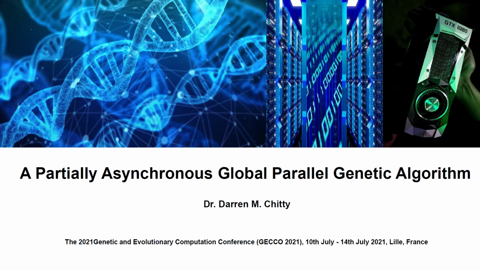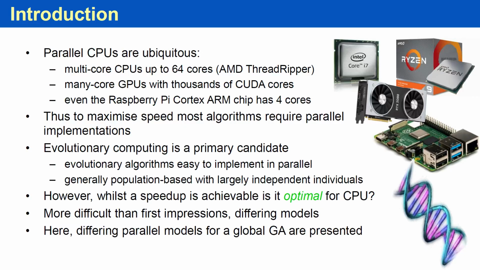Basically, parallel CPUs are everywhere we look now. Our computers have them, with CPUs with up to 64 cores. An AMD Threadripper or an Intel i9 has at least 6 to 8. You have GPUs with thousands of CUDA cores, which operate in a very slightly different way to CPUs, but again, difficult to take advantage of.